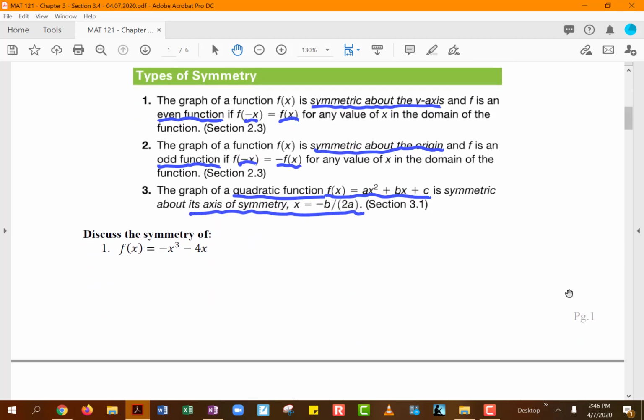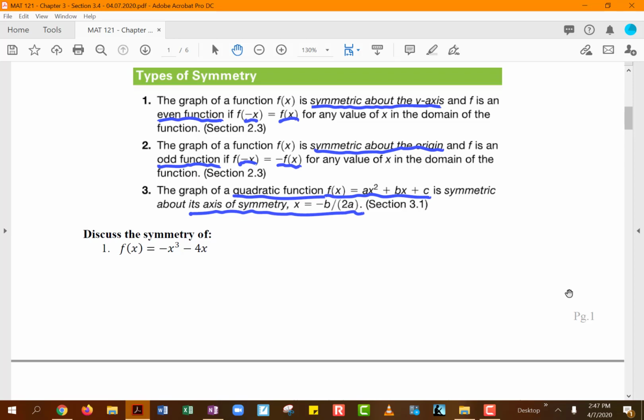So let's look at this example over here to talk about the symmetry of this function. Remember, one thing you can naturally do is just look at the exponents on your x variables to see if those are odd or even numbers. If all the exponents on your function are odd numbers, you have an odd function. If all the exponents on your x variable are even numbers, then you have an even function. So that's one way of doing it. And of course, the other way is plugging in the negative x.